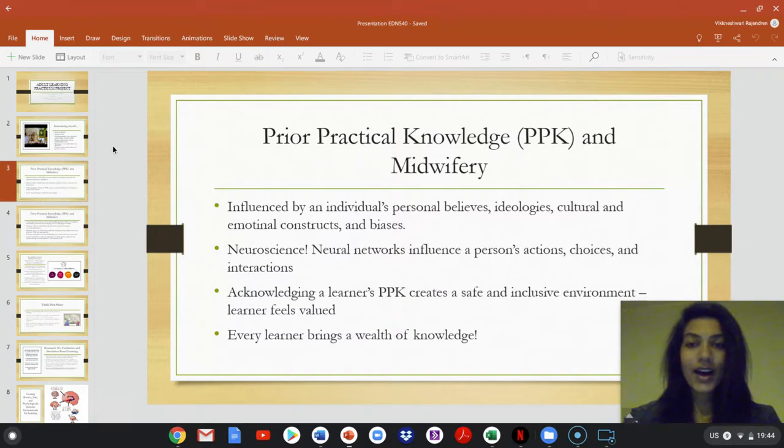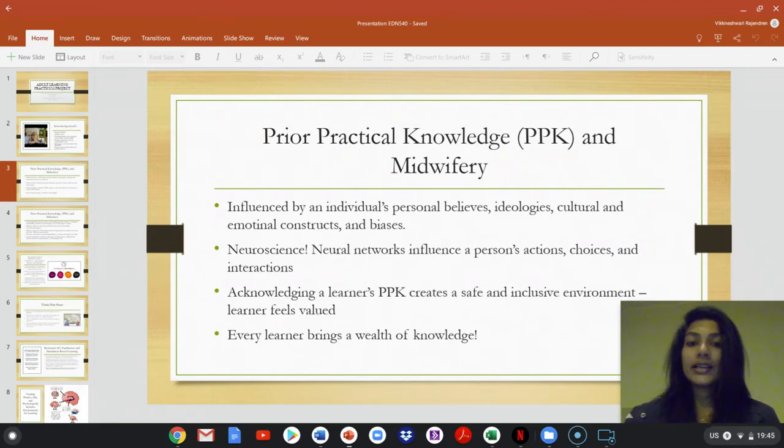So to start off with, this is something that I have discussed in my first assignment about PPK and knowing your learner. I think it's extremely important to understand your learner and appreciate your learner to start with. And a large portion of this is done through knowing your learner's PPK or prior practical knowledge. Prior practical knowledge is influenced by an individual's personal beliefs, ideologies, cultural and emotional constructs, and even personal biases. And this relates to neuroscience, which we'll talk about in a moment. But the neural networks influence a person's actions, choices, and interactions.